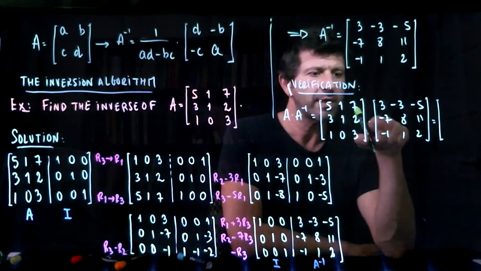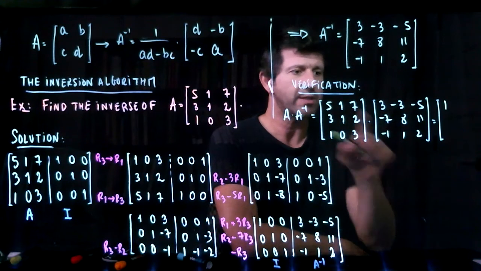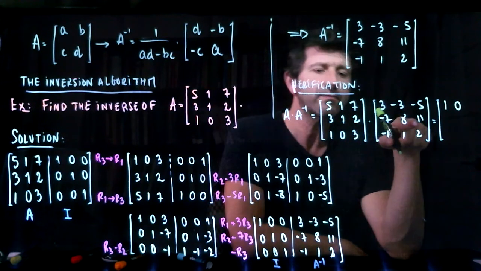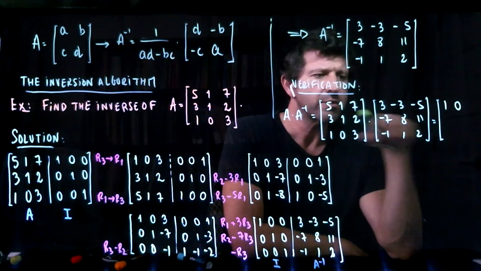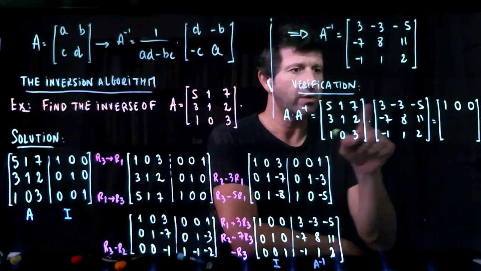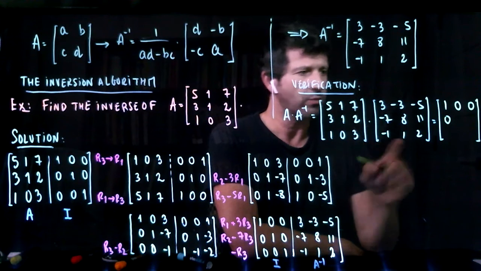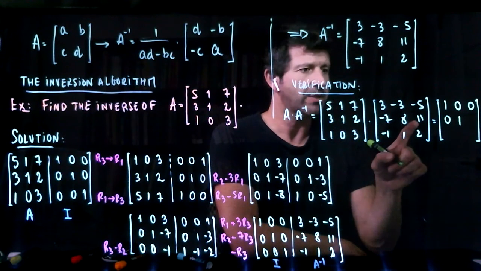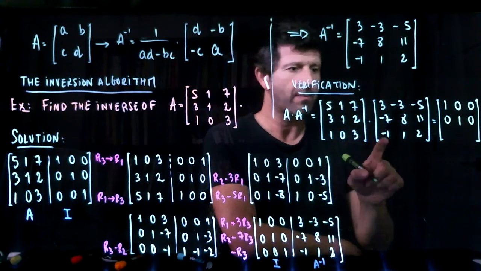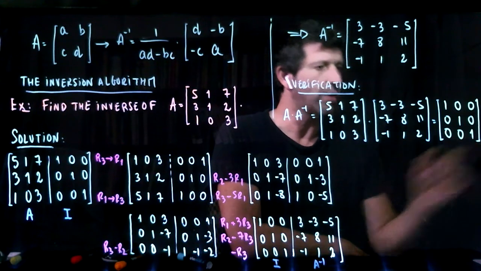Okay, so 15 minus 7 is 8, 8 minus 7 is 1. Then -15 plus 8 is -7 plus 7 is 0. And then -25 plus 11 is -14. Plus 14 is 0. So far, so good. Now here, 9 minus 7 is 2, minus 2 is 0. -9 plus 8 is -1 plus 2 is 1. -15 plus 11 is -4 plus 4 is 0. Oh, I think we're on the right track. And then 3 minus 3 is 0. -3 plus 3 is 0. And -5 plus 6 is 1. There you go. Perfect.